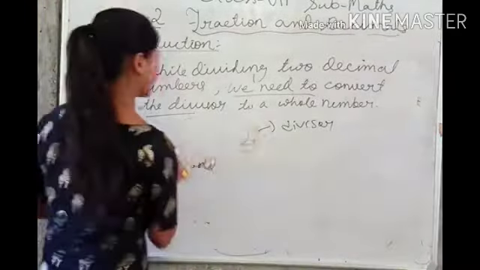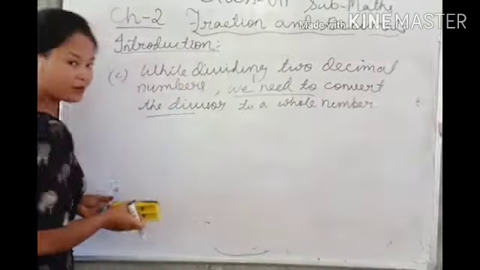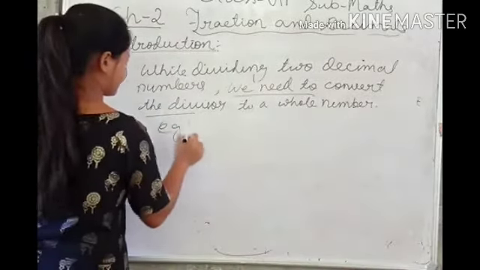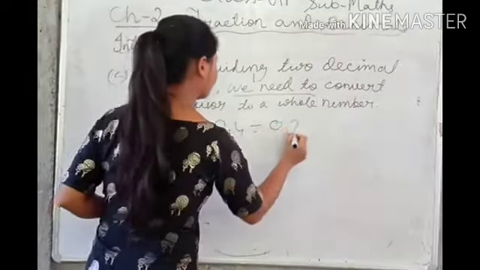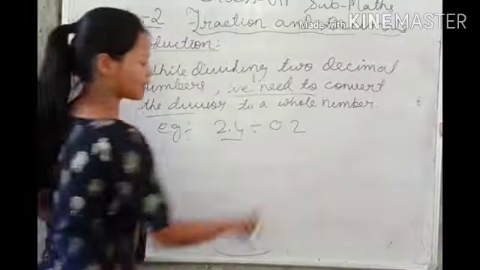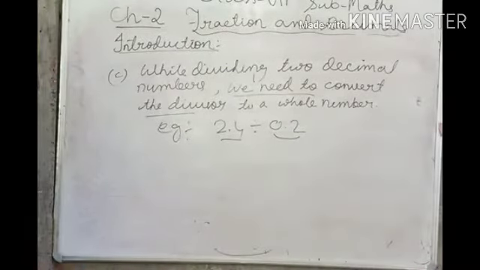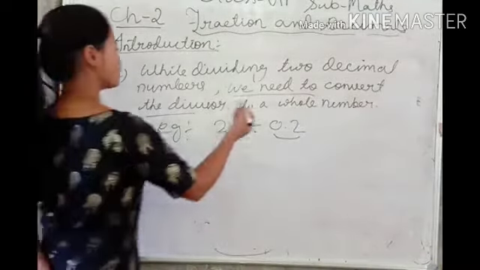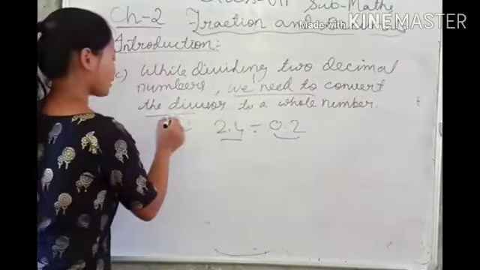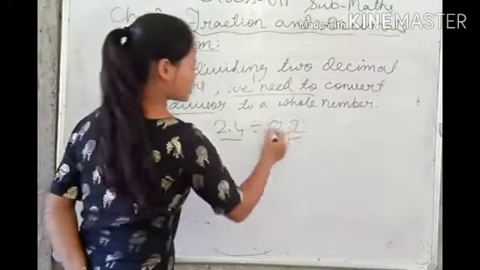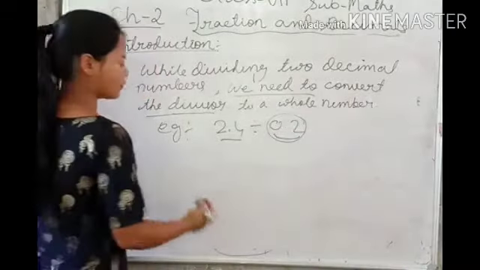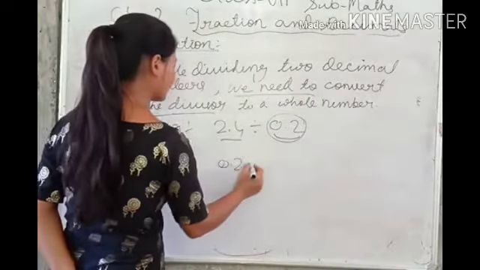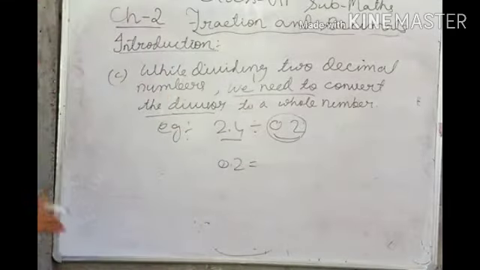So how will you convert? I will give one example now. Suppose 2.4 is divided by 0.2. So this is a decimal number and this is also a decimal number. Now what will you do? You will convert the divisor. So which is the divisor? 0.2 is the divisor. Now you will convert this 0.2 to a whole number. How will you convert? You have to remove this point and make a whole number.